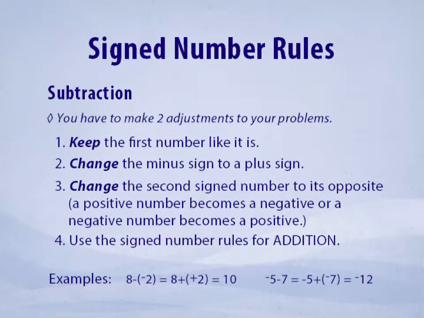For these subtraction rules, we have to make two adjustments in our problems. We have to keep the first number as it is. We'll change the minus sign to a plus sign, and we'll change the second signed number to its opposite. This means a positive number will become negative, or a negative number will become positive. Lastly, we'll remember to use the signed number rules for addition.